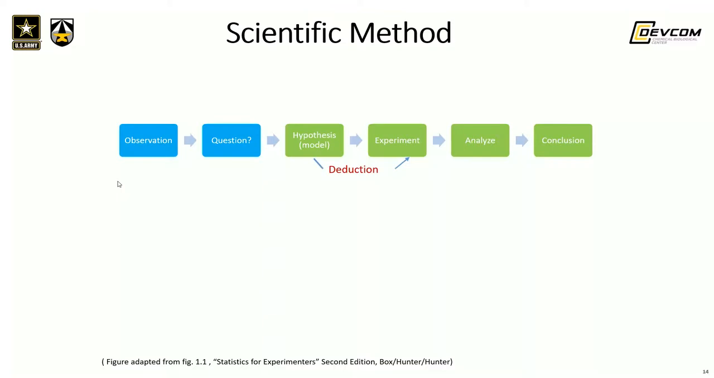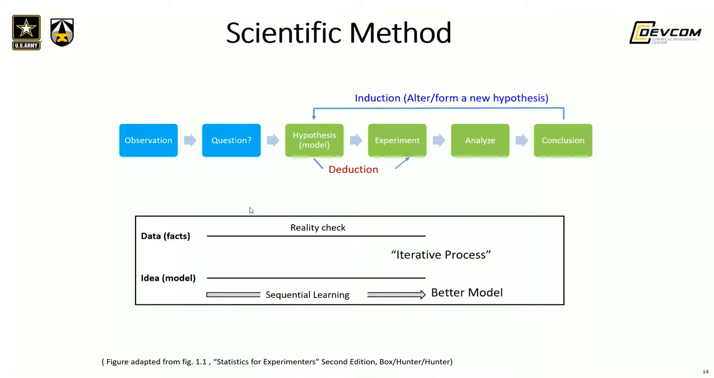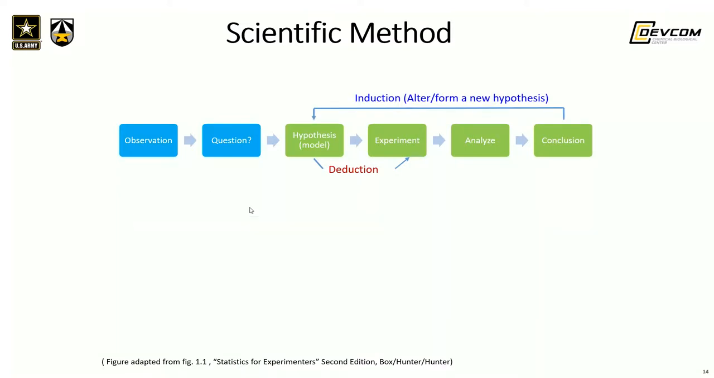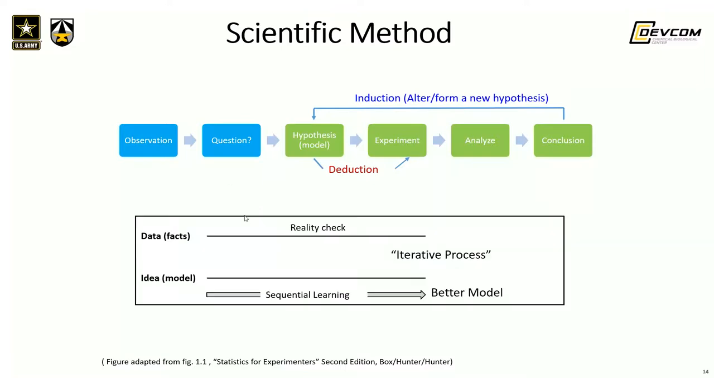You have an observation, you ask a question, you form a hypothesis, you run an experiment. You get back the data, you analyze it, and you use some inductive reasoning and say, well, if the reality is this, then I need to tweak my model. So that's the iterative loop. And in the ideal world, it works like that.